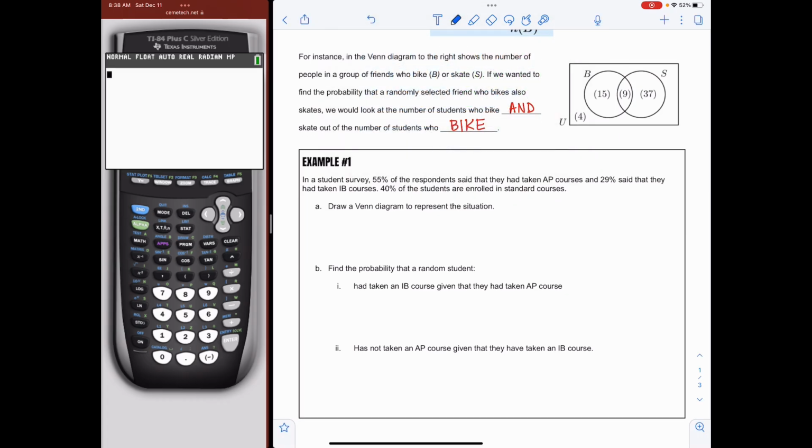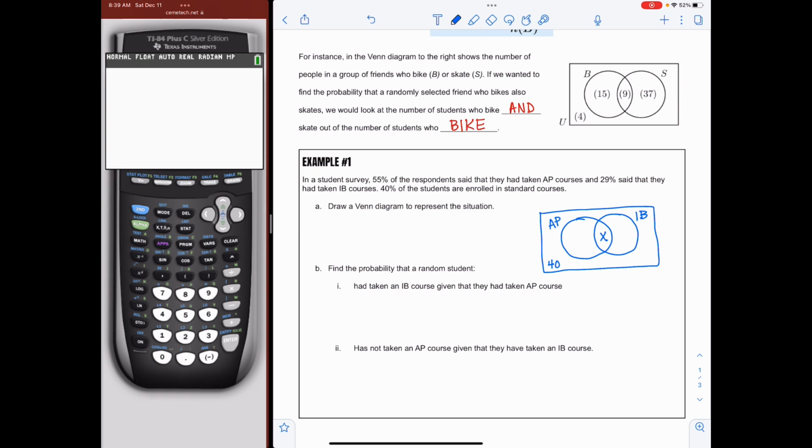It says here that in a survey, 55% of the respondents say that they had taken an AP course and 29% said they had taken IB courses. 40% of the students are enrolled in standard courses. So if we were to make a Venn diagram, we're going to have a circle for AP, a circle for IB. Everything else goes on the outside. 40% said they were in standard courses, so 40 goes on the outside. I do not know how many took AP and IB, so that is an X here in the middle.